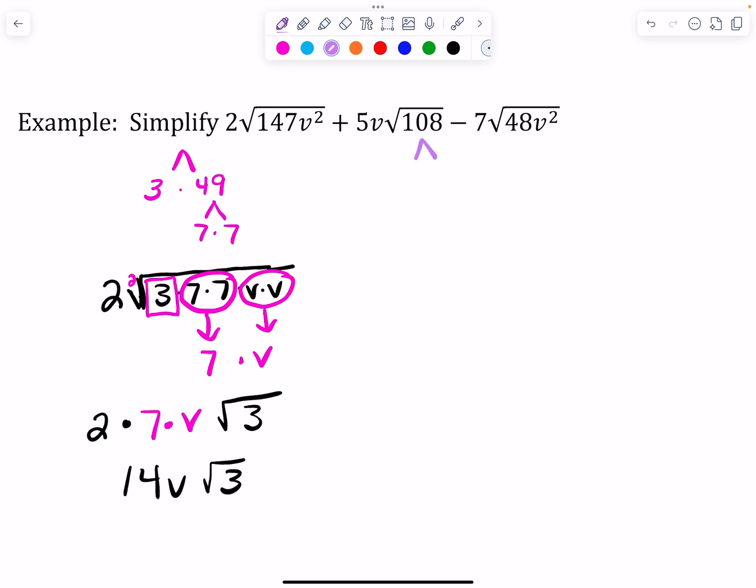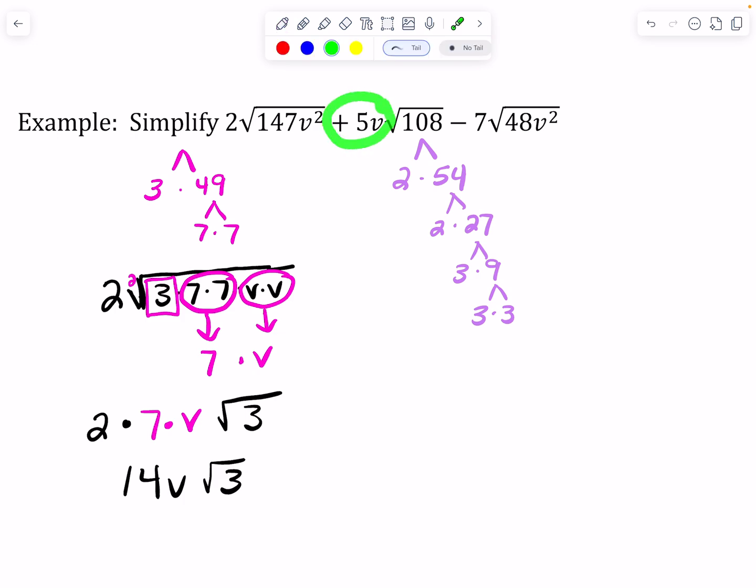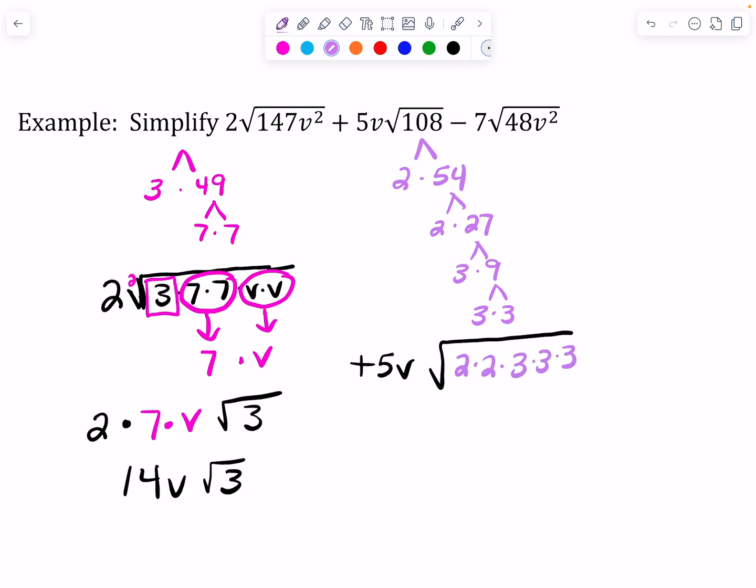We have 108, which breaks down to be 2 times 54. 54 breaks down to be 2 times 27. 27 breaks down to be 3 times 9. 9 breaks down to be 3 times 3. So we're going to bring this 5v down, and that's going to give us under our radical 2 times 2 times 3 times 3 times 3.